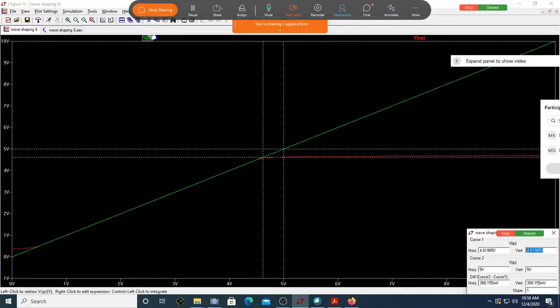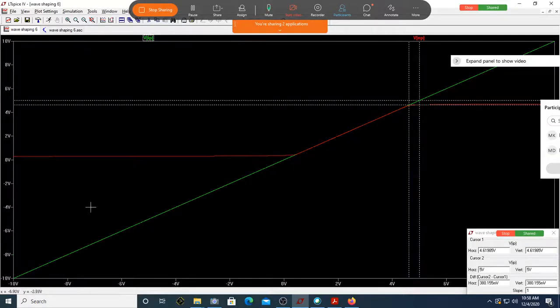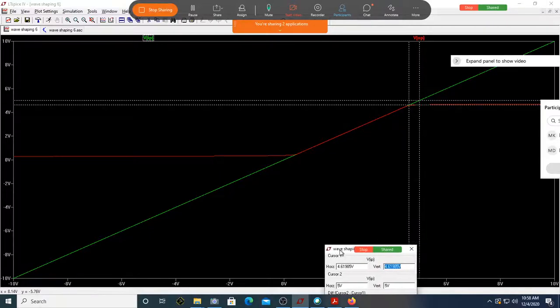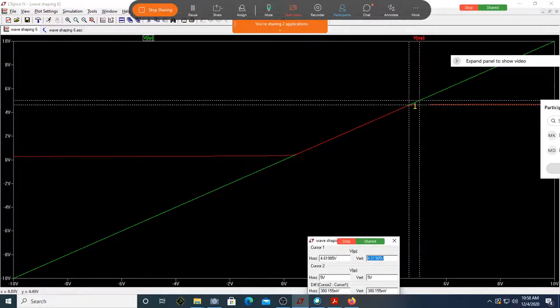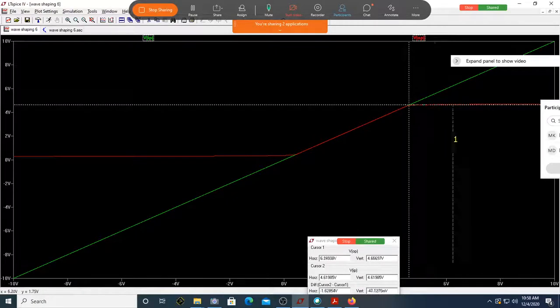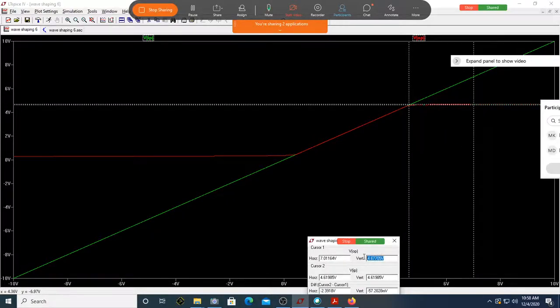Okay, can you see now? This is running from minus 10 to plus 10 volt. So for any input voltage beyond 4.6, the output voltage is constant. Can you see the output voltage is still at 4.7 or 4.6? Can you see here? It is 4.67. Yes, sir. For input voltages beyond that 4.6.